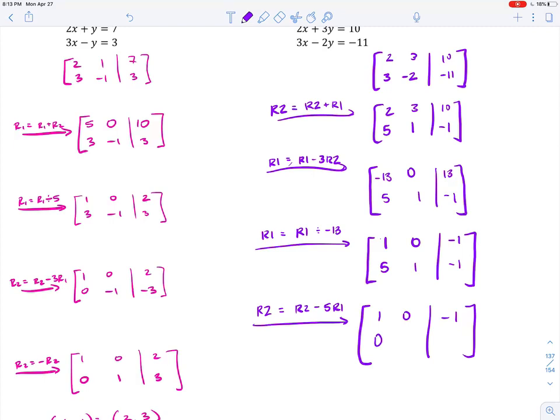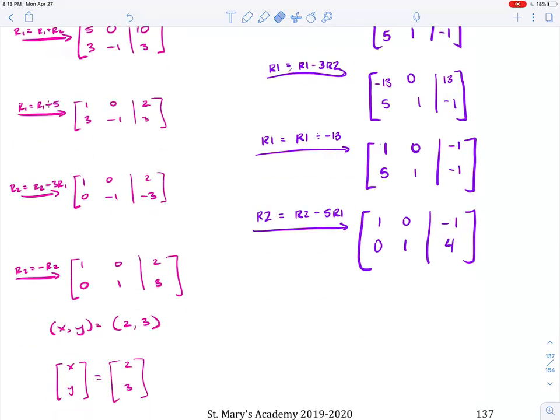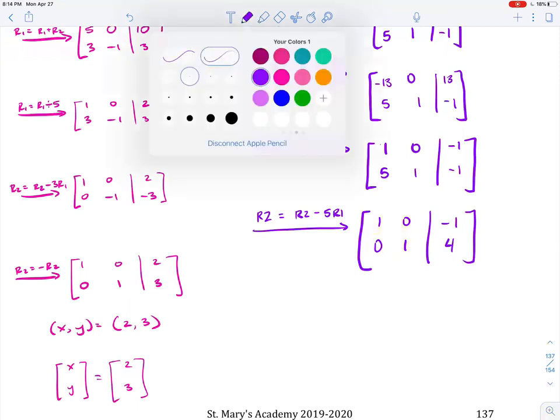So, row 1 stays the same. And row 2 goes 5 minus 5 times 1, which is 0. I have 1 minus 5 times 0, which is still 1. And negative 1 minus 5 times negative 1. Whew. So that's negative 1 plus 5, which gives me positive 4. Now I have all of the desired things. I have 1. Ooh, where'd you go? Come back. Oh, whew. Thought I lost you.